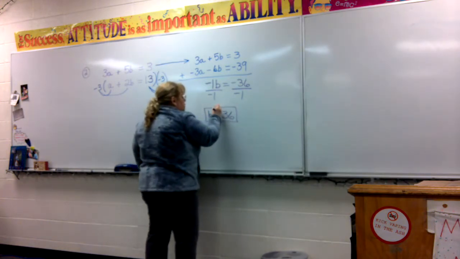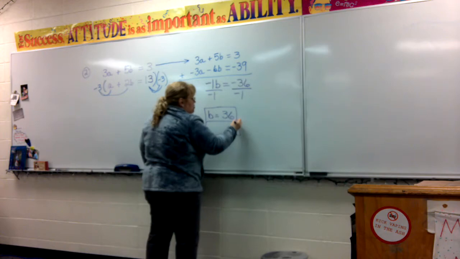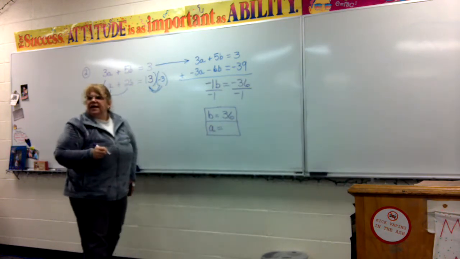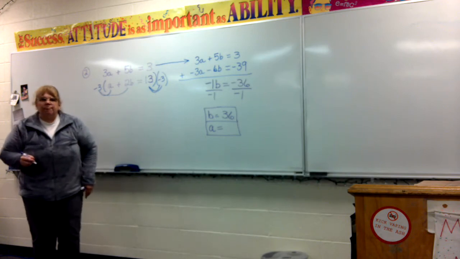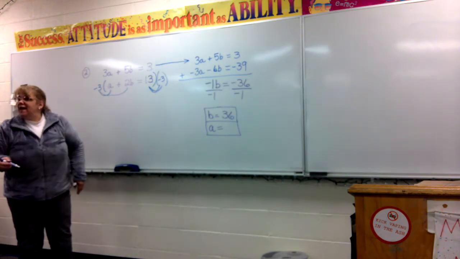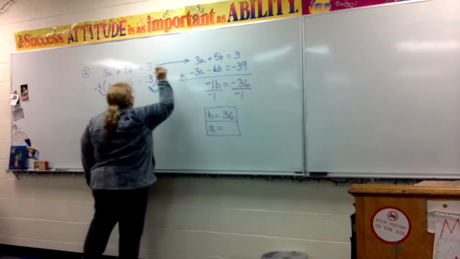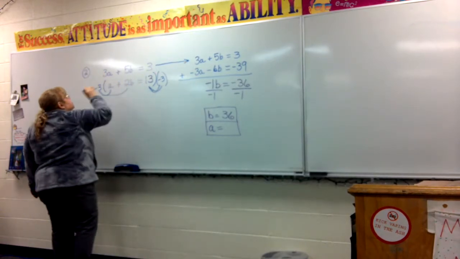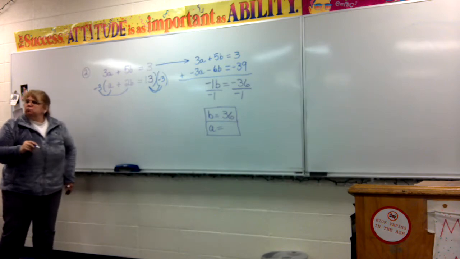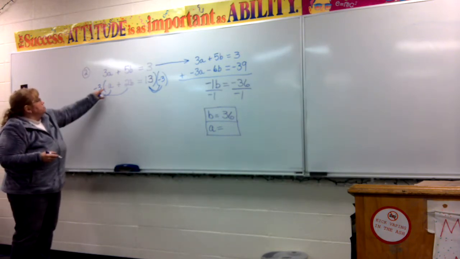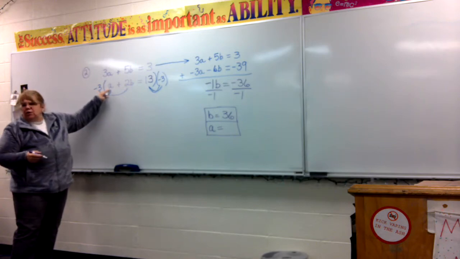Are you done? You still need to figure out what a is equal to. How are you going to figure that out? Take 1 of them. You can go back to any of them. You can use this one, this one, this one, this one. Any of those will work. I like to use the one that looks the simplest. I would probably use this bottom one here.